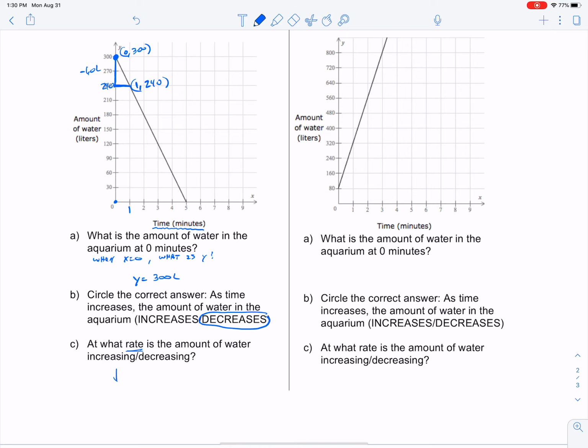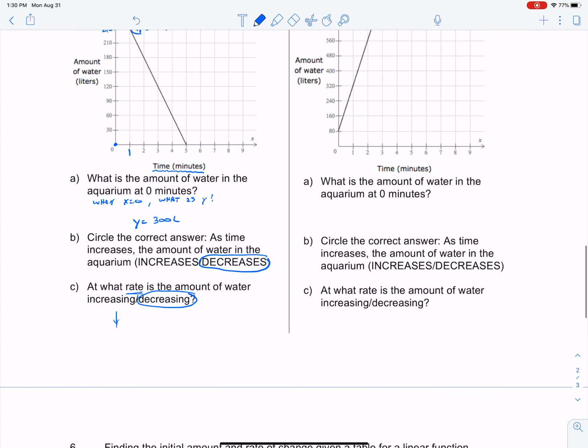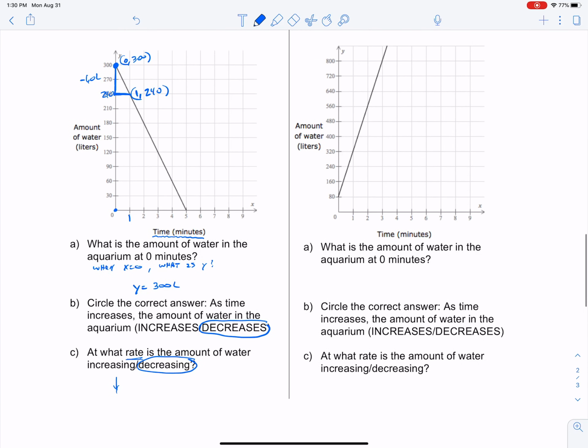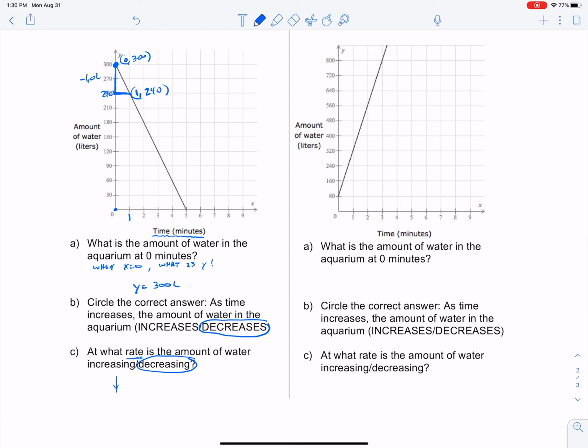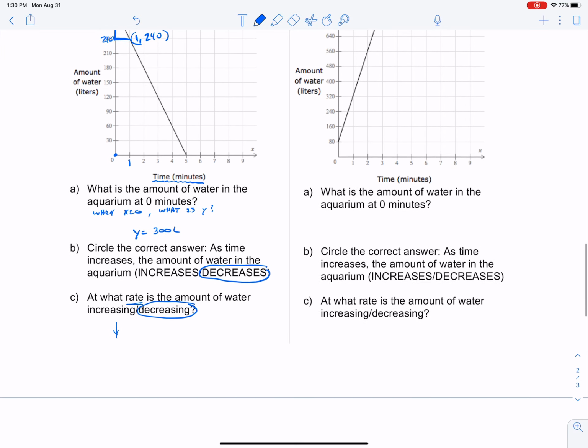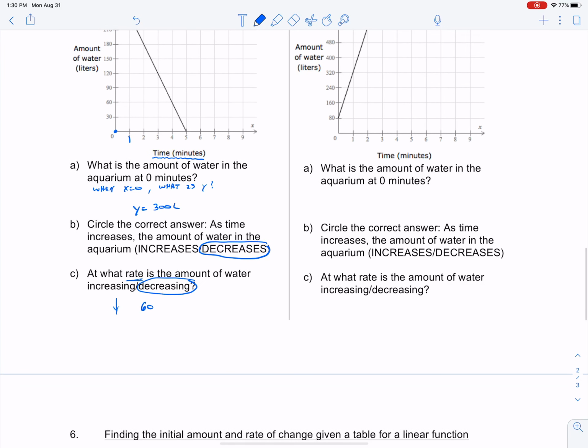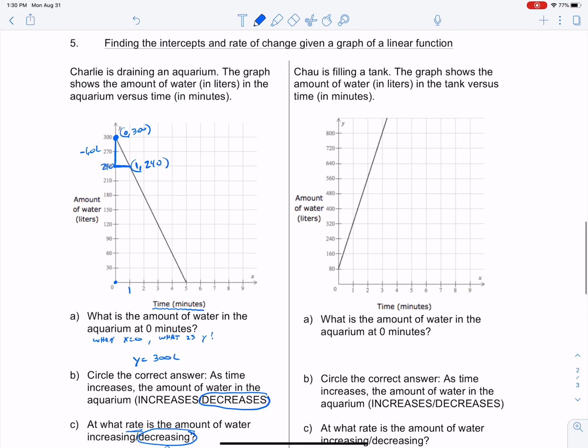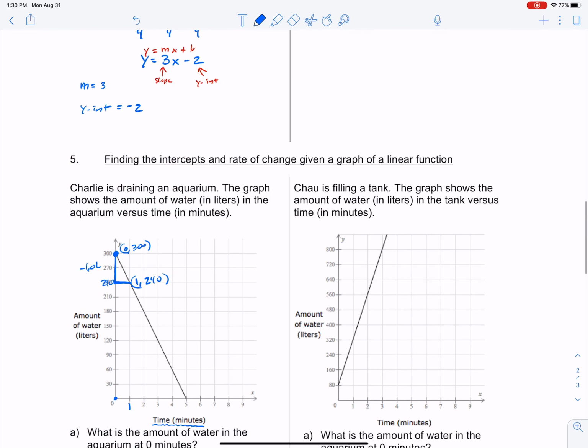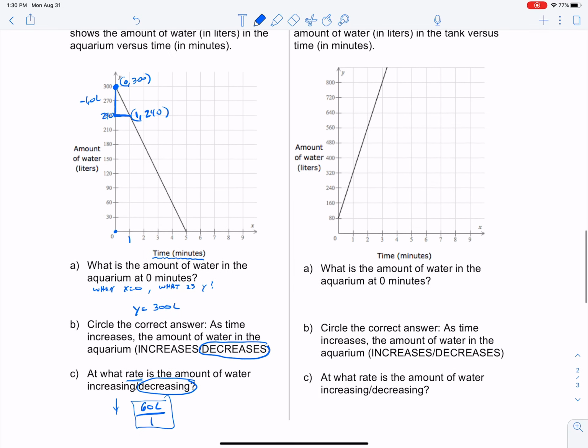So I went down, meaning I'm decreasing. My change in y, hence y2 minus y1, 240 minus 300 is negative 60. I decreased. So I went down 60 liters over 1. 60 liters over 1. Go ahead and try this one on the right-hand side, and if you have any questions, we can solve it within class.